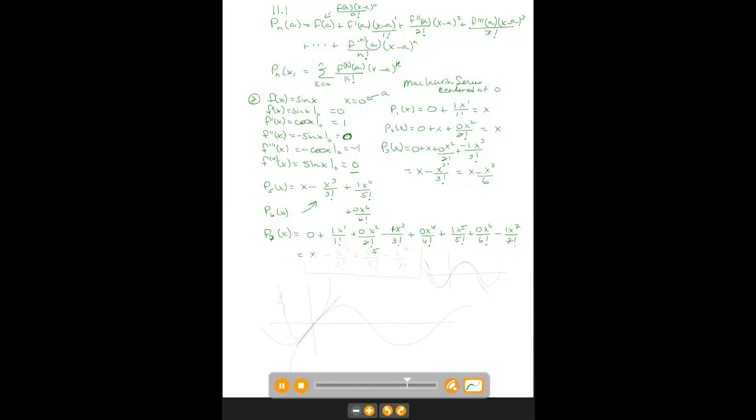Cleaning this up, you end up with only odd terms. The other thing you need to notice about this is not only are they odd terms, but they are alternating in sign. So there's your Taylor or Maclaurin series for the sine of x.